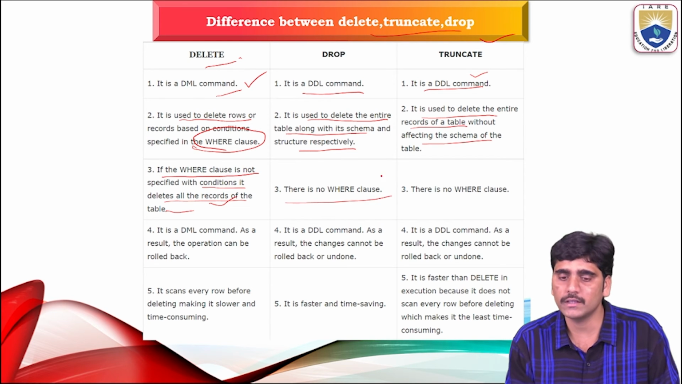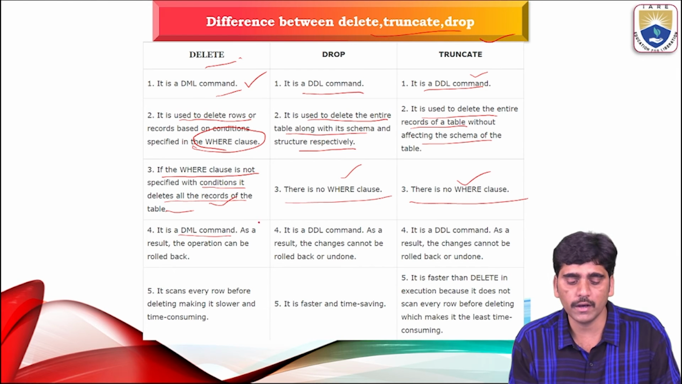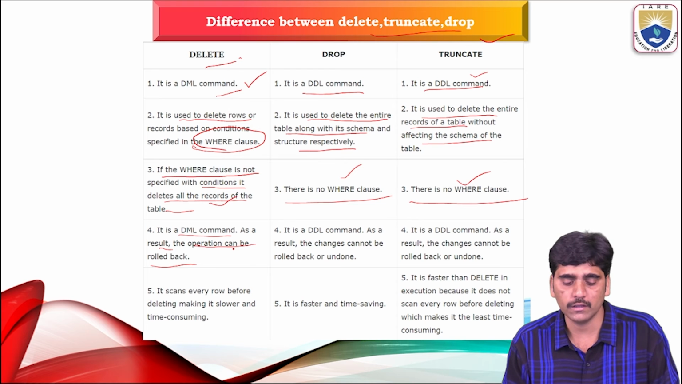In the drop command there is no where clause, and in truncate also there is no where clause. In a DML command like delete, the operation could not be rolled back after deleting the record. We are not going to get back the data.